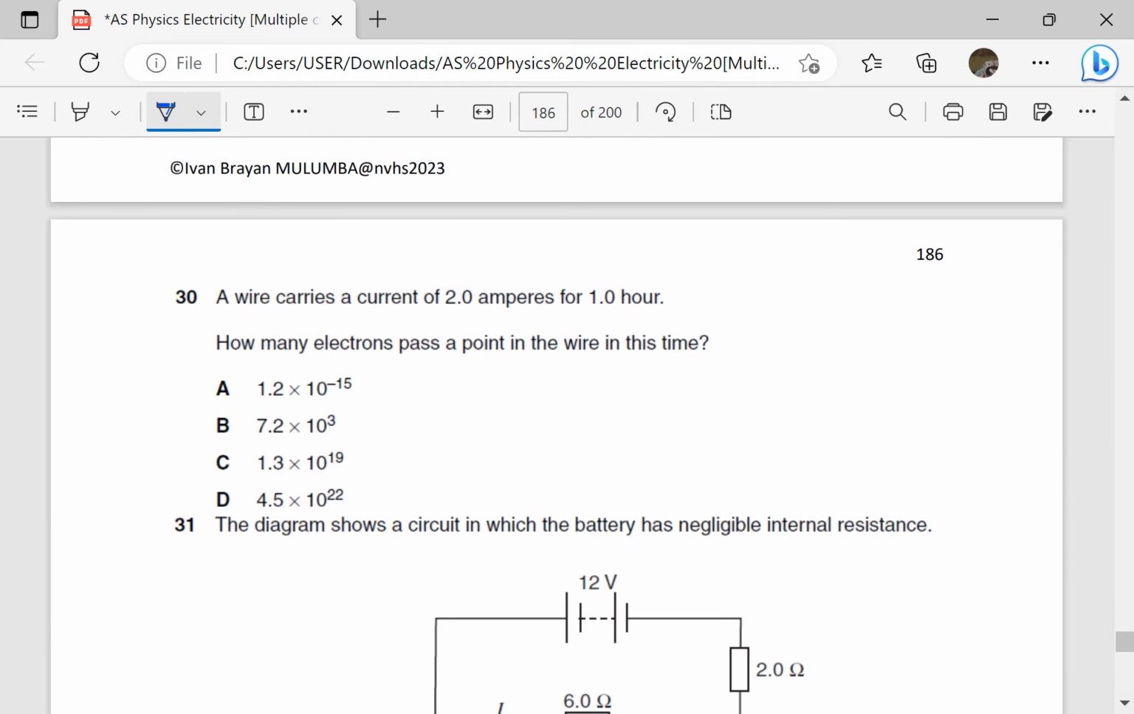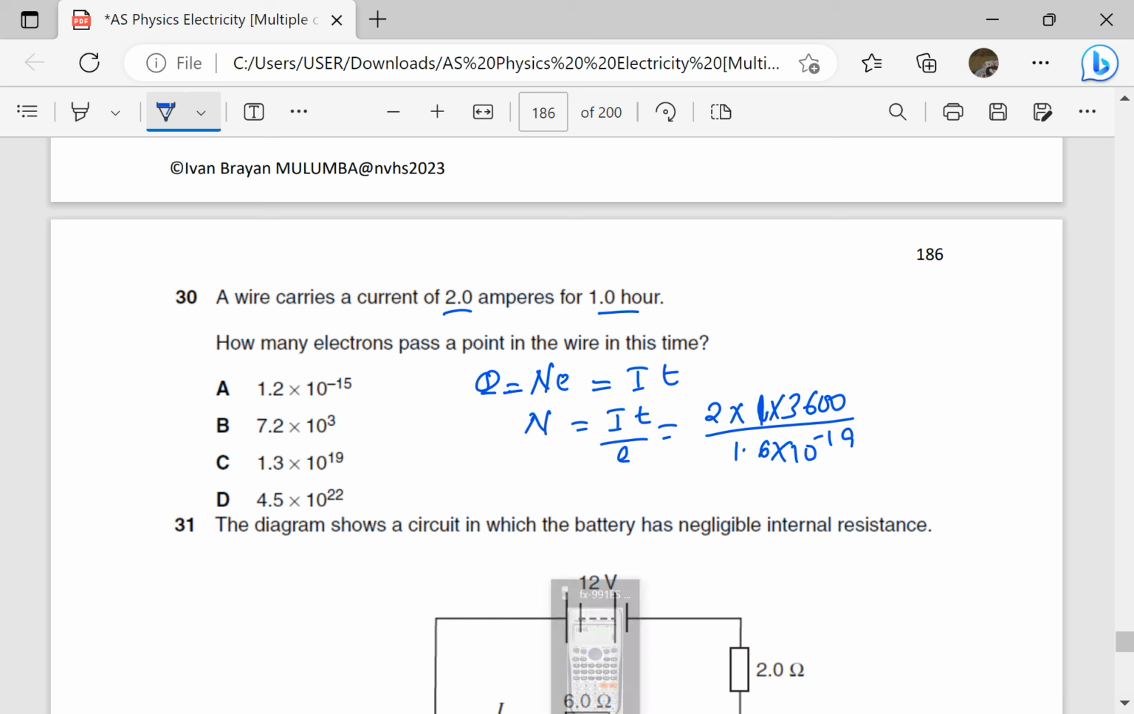A wire carries a current of 2 amperes for 1 hour. How many electrons pass a point in the wire in this time? We know that charge is equal to the number of electrons times the charge of each electron, which is equal to current times time. So the number of electrons is going to be current times time divided by e, which is: current is 2 amperes, the time is 1 hour, which is 3,600 seconds, divided by the charge of each electron, which is 1.6 times 10 to the power negative 19.